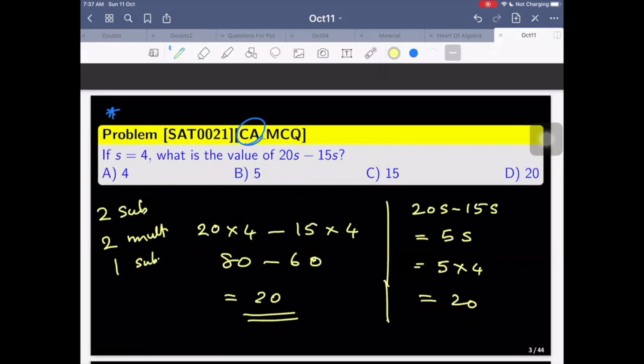But if you can immediately write this 20s minus 15s as 5s, you're just doing 1 subtraction, 1 substitution, and 1 multiplication. Is that all right? But it's all mental math. You don't have to actually pick up your pen or paper or calculator or anything. Right? I mean, this is just trivial stuff, but I'm explaining because you have to take care of these kinds of things during an exam because it's about saving each second.